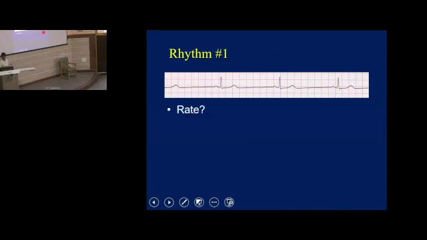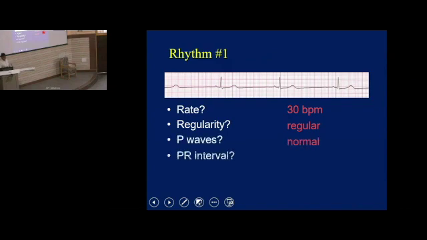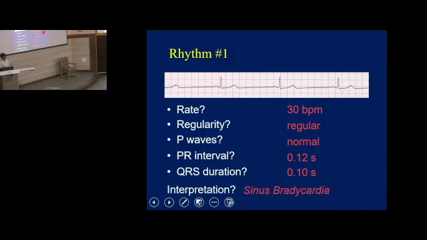So we go on. You see what is the rate? It is about 30. Regularity, it is regular, isn't it? It is not irregular. P waves are normal, right? And PR interval is normal, right? So QRS duration is normal. And the interpretation is what? Sinus bradycardia. Okay? Now tell me this one quickly.